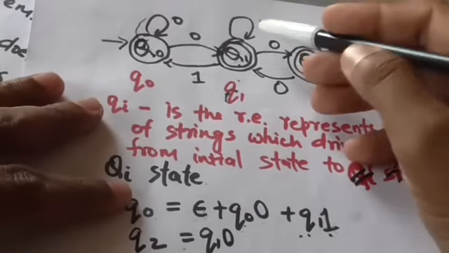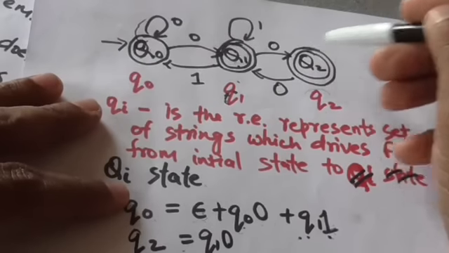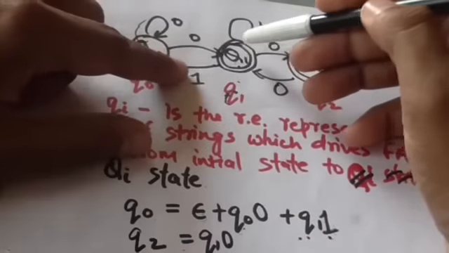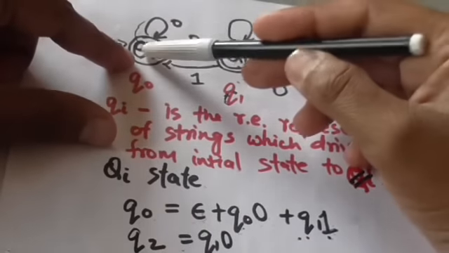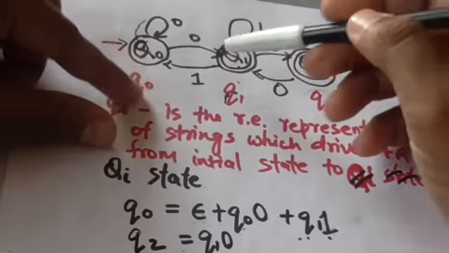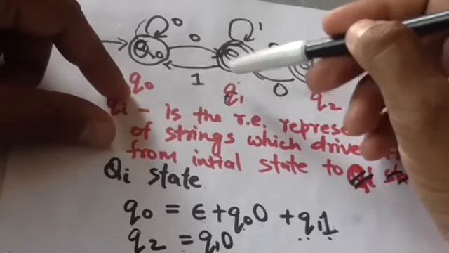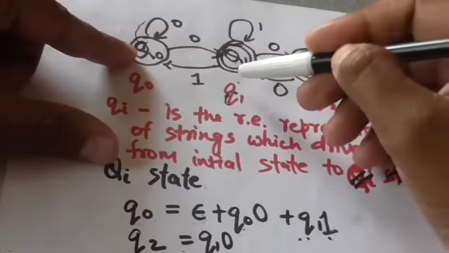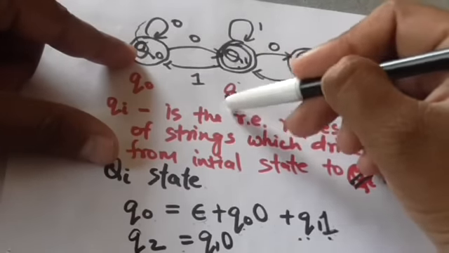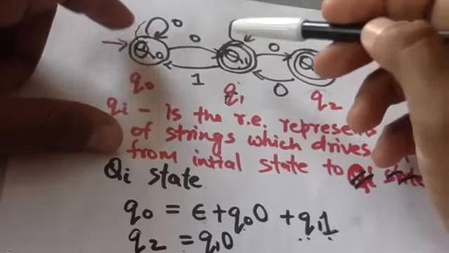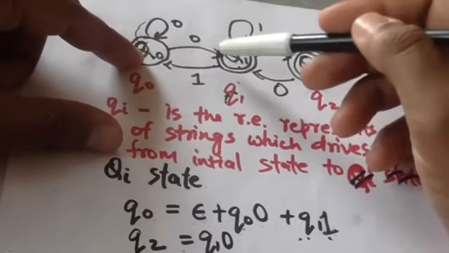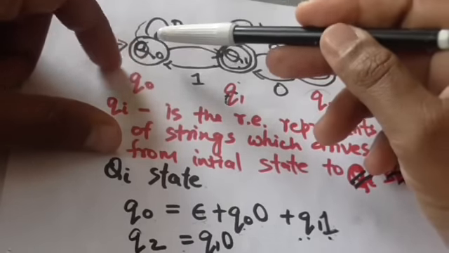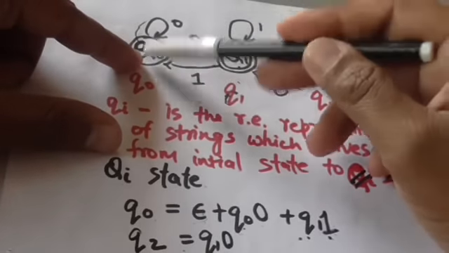Now see, when the machine is in Q1 state, right, and it reads an input symbol 1, it will jump to Q0 state. So the regular expression Q1 represents the set of all strings which drives the machine from initial state to Q1. When the strings of this expression Q1 are concatenated with input symbol 1, then the strings which we get after concatenation will be those which drive the machine from Q0 initial state to Q0 state, right?